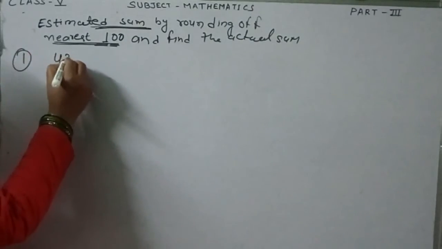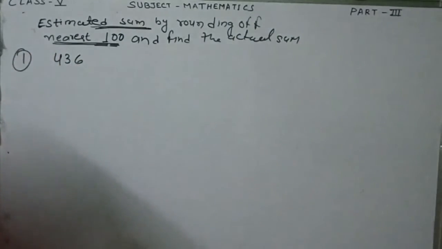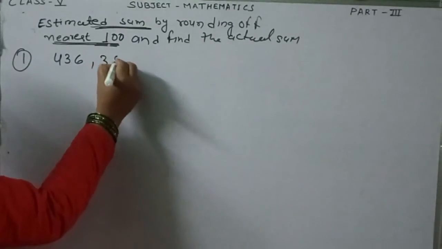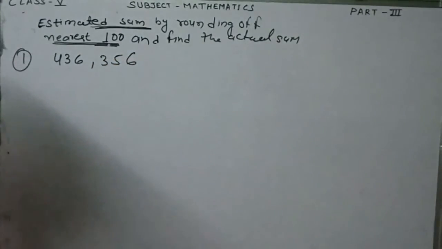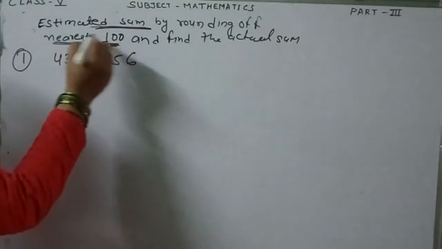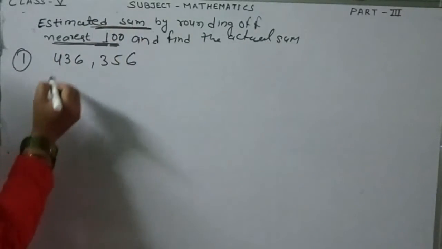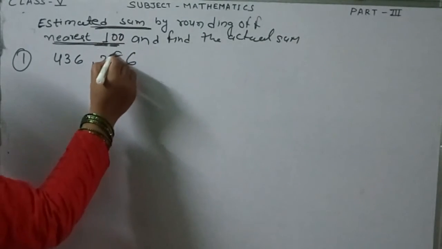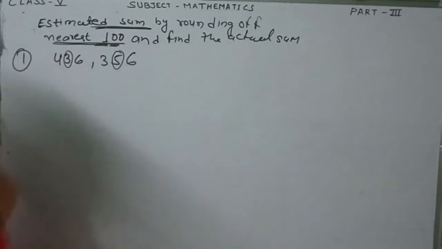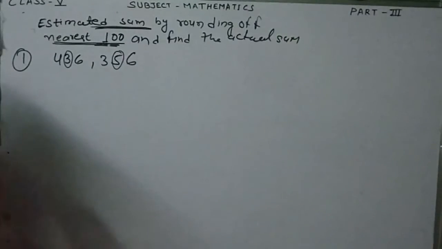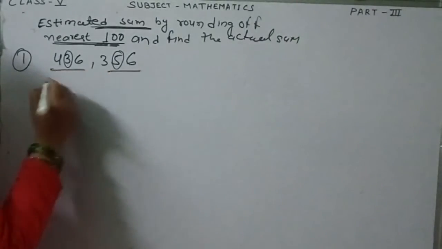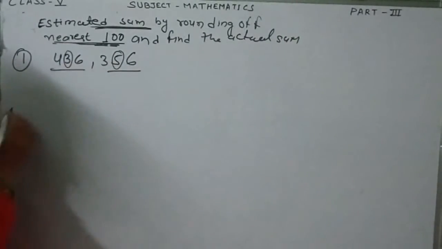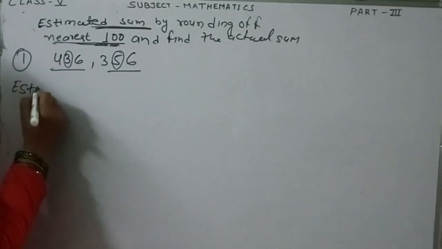First question is 436 and 356. Here we have to find the estimated sum, meaning we will do addition, and for the nearest 100 we have to check the place value of the tens digit. First work is to find the estimate value of the given number, the estimate value of 436.